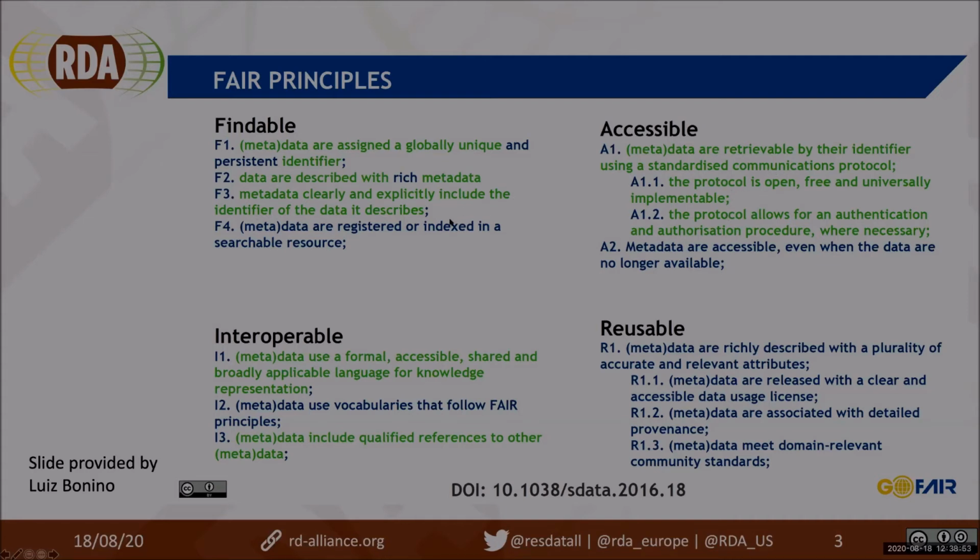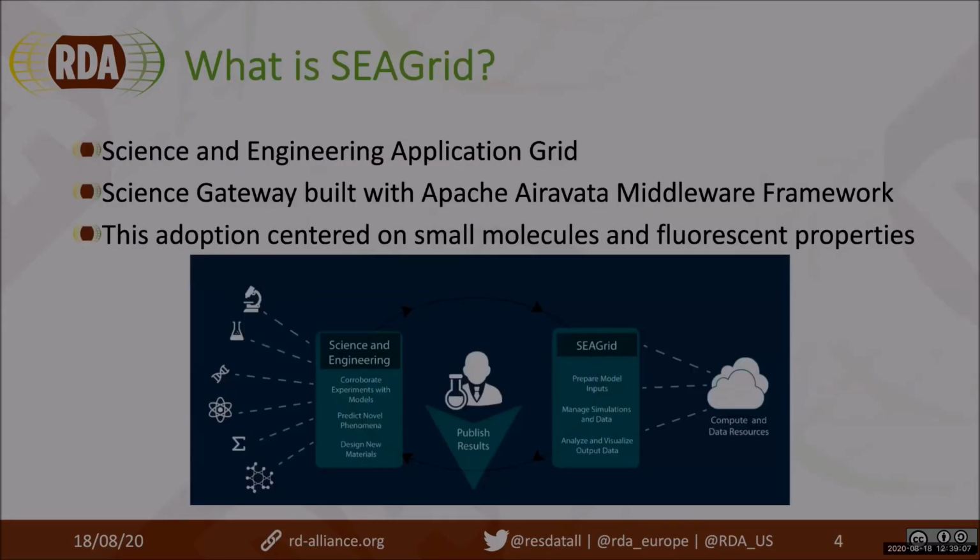So the adoption project that we did was basically how much of the green things here that are technically implementable within FAIR can we put into a relatively quick adoption project. So I want to take one step back before we get into how this was done and talk about SEAGrid and what SEAGrid is. It's the Science and Engineering Application Grid. The PI is Sudhakar, who I think everybody in the community is pretty familiar with at this point. But it's a science gateway built on the Apache Airavata middleware framework. And really this adoption, while it was done in SEAGrid, centered on some small molecules and their fluorescent properties. We had a small enough use case that we could do an implementation relatively quickly.